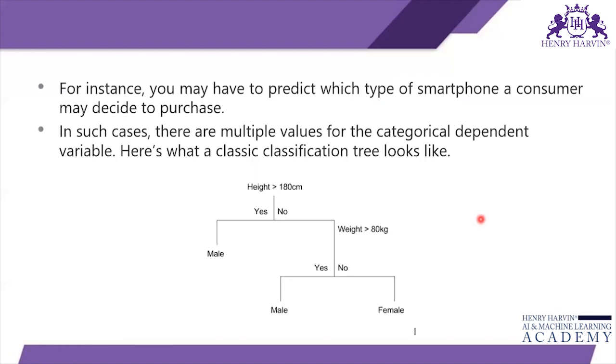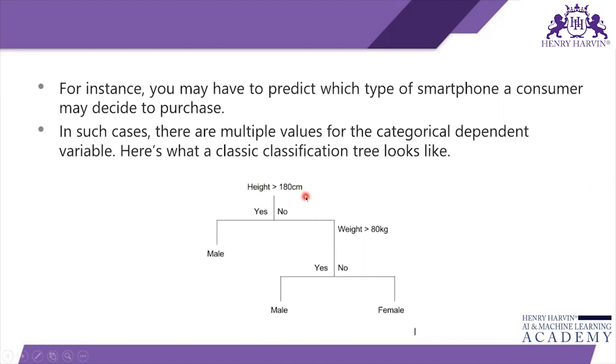For instance, you may have to predict which type of smartphone a consumer may decide to purchase. In such cases, there are multiple values for the categorical dependent variable. Here's what classic classification trees look like. So here's a tree where it is saying that this person is male or this person is female. So this is a classification tree.